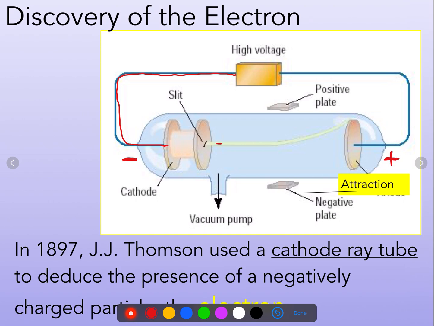So this is negative. And what it normally does is it normally goes straight. So I'm going to draw it going straight. And when it hits this plate on this end, in the case of a TV, for example, this plate here would fluoresce. That's kind of how TVs work. But what they were doing is they were just passing these negatives along like this in a beam.